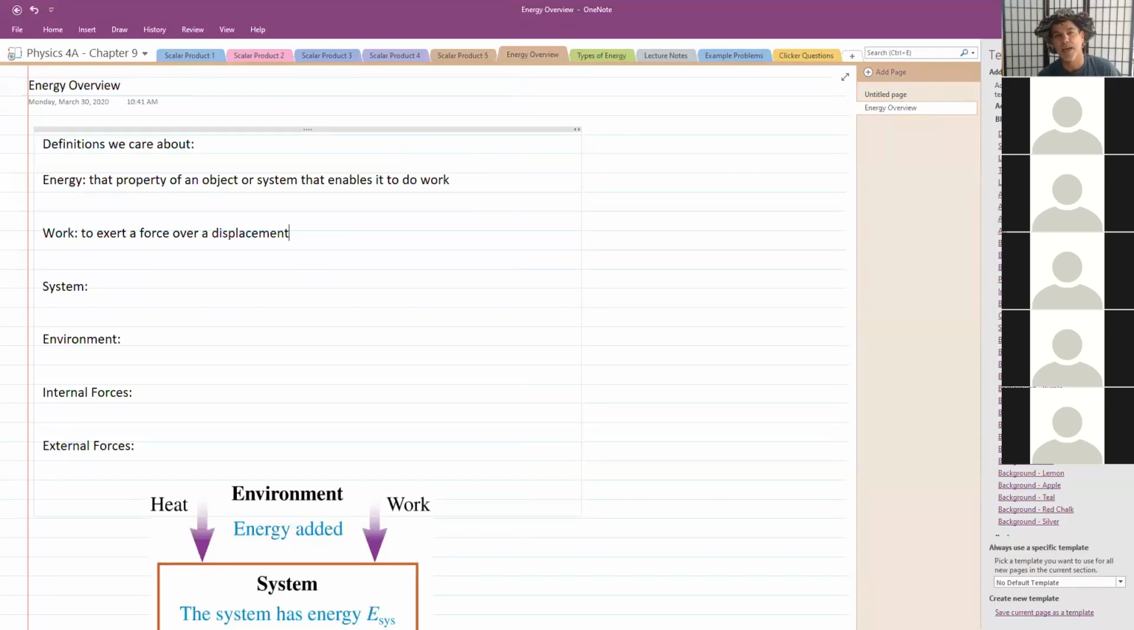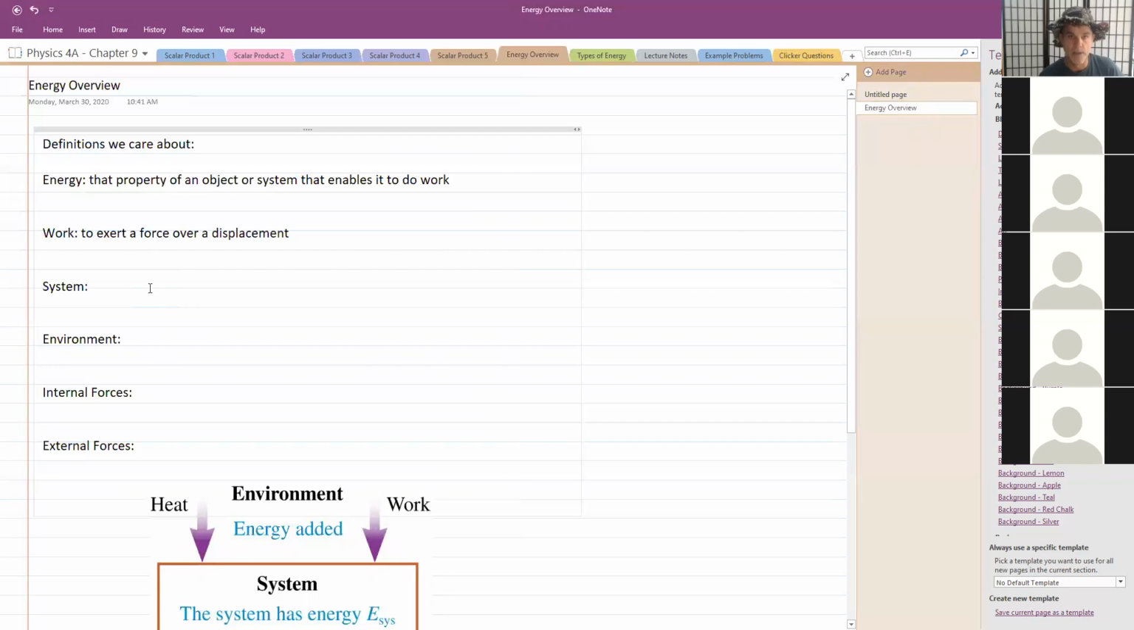So anytime an object has energy, it has the ability to do work. And to do work on an object basically means you're exerting a force on that object or system over a displacement. So if an object has energy, it has the ability to exert a force over a distance on another object. And in a little bit, I'll go through the different forms of energy that we care about. But I want to just go through these definitions.